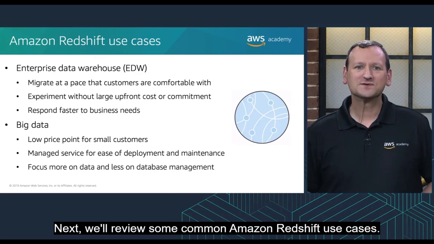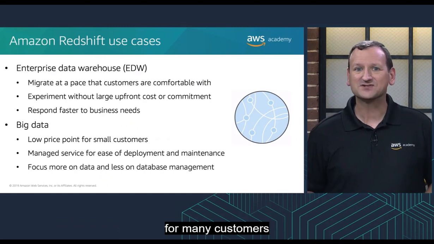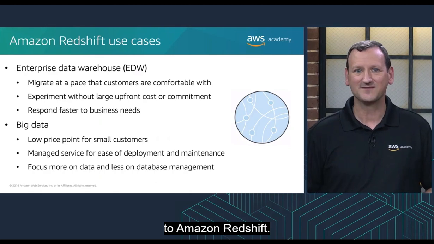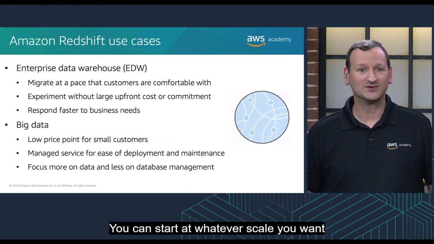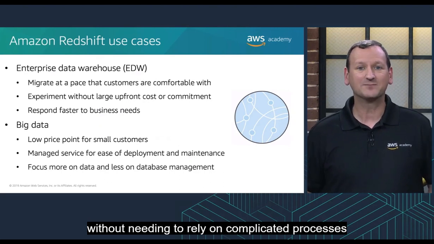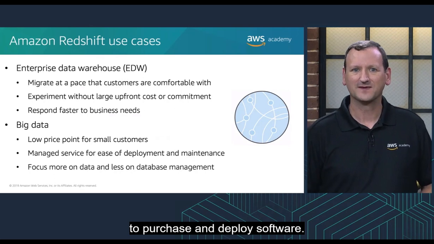Next, we'll review some common Amazon Redshift use cases. Increased agility is a common reason for many customers who migrate their traditional enterprise data warehouses to Amazon Redshift. You can start at whatever scale you want and experiment with your data without needing to rely on complicated processes with your IT departments to purchase and deploy software.